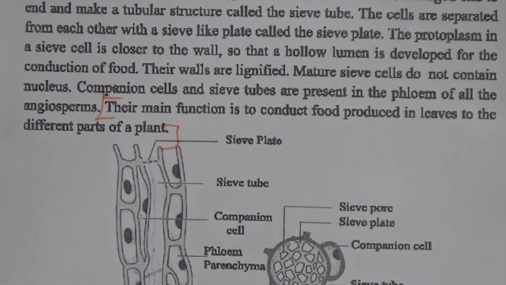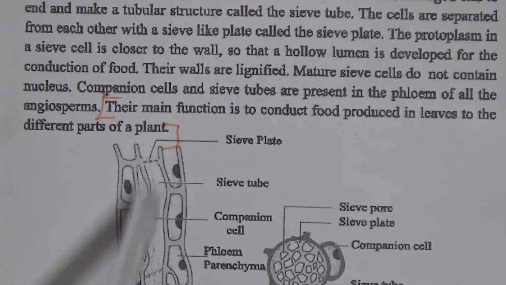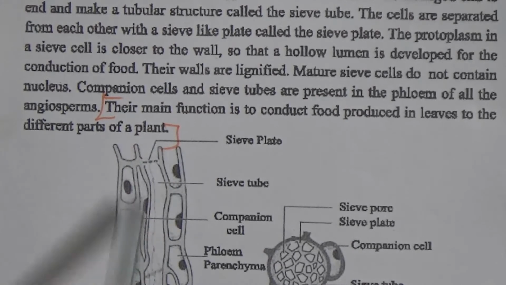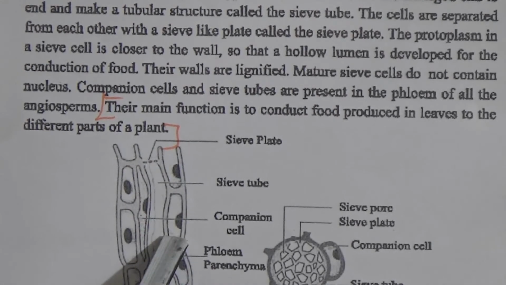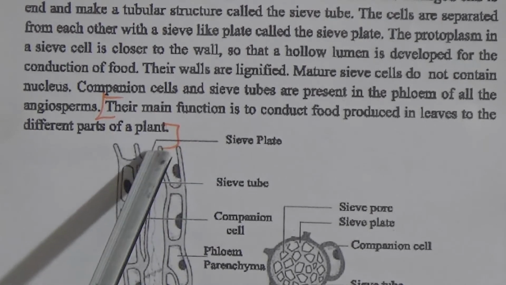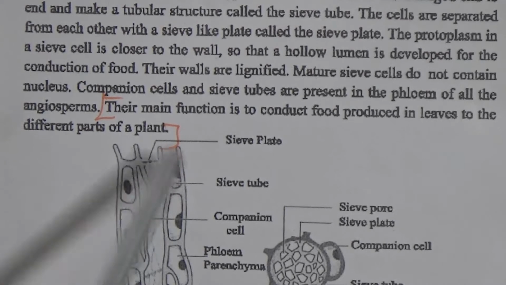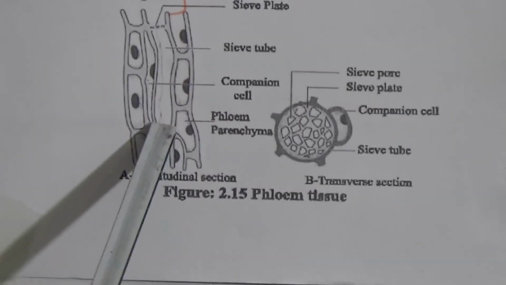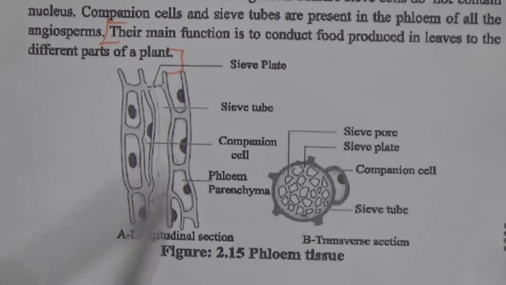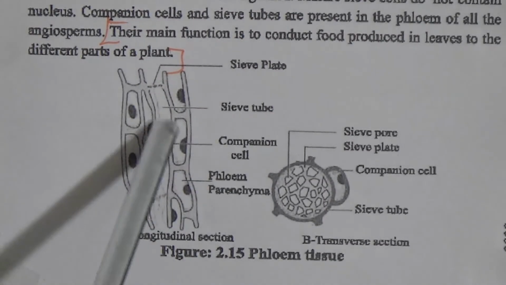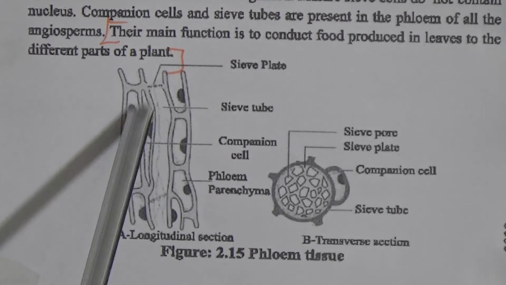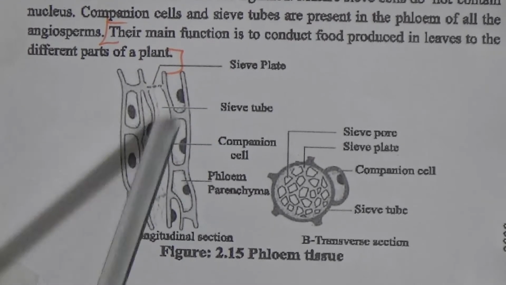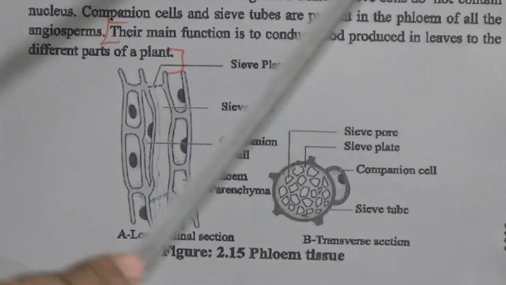Dear students, if you observe, this is the picture of sieve cell and companion cell. The middle portion is the sieve cell, and two sieve cells are divided by the sieve plate. This portion is called the sieve plate, and their protoplasm stays nearer to the cell wall, and that's why they make a hollow tube, and they don't have any nucleus, but the companion cell has a large nucleus. If you observe, you can find that the companion cell has a large nucleus, but the sieve cell does not have any nucleus. Now come to the companion cell.